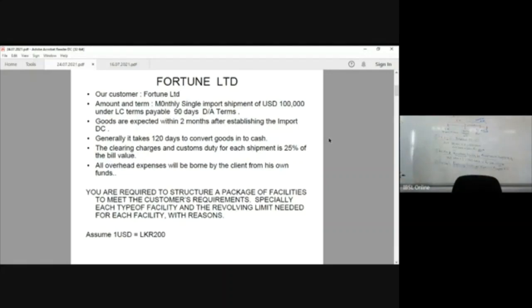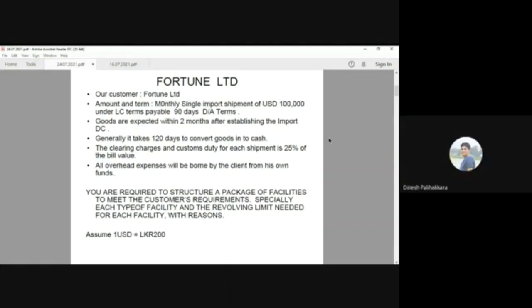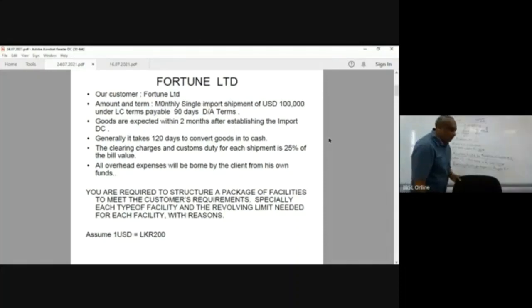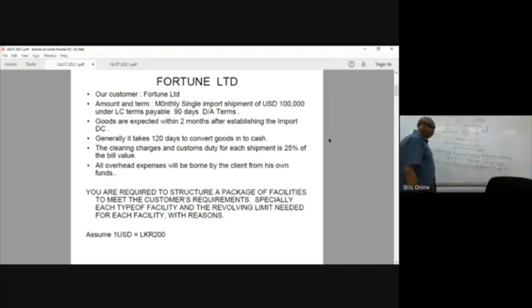Can you see the board? Yes. Right. Pay that. Then the amount we know, US dollars 100,000, into how many times?